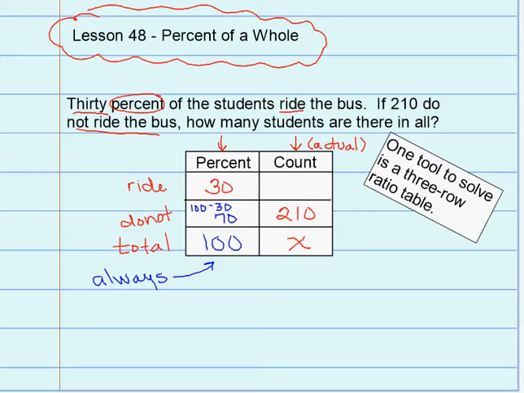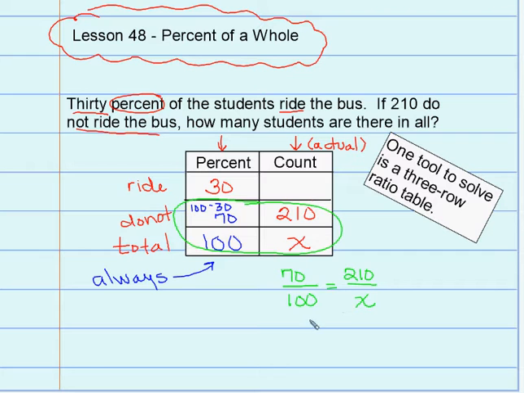Now, since I have two complete rows filled in right here, I can use those to write my proportion. 70 out of 100 equals 210 out of x. And I can do cross products and then simplify, or you can simplify first, or you can look to see what you can multiply. There are a lot of different ways that you can solve this problem.